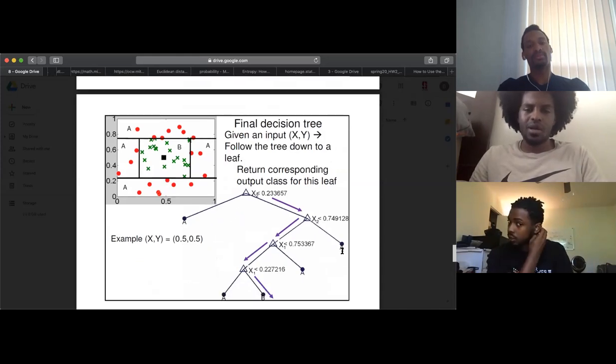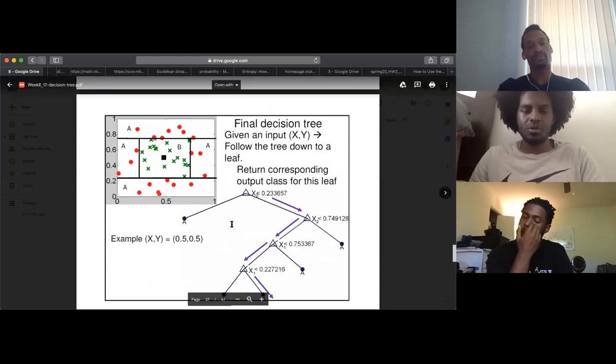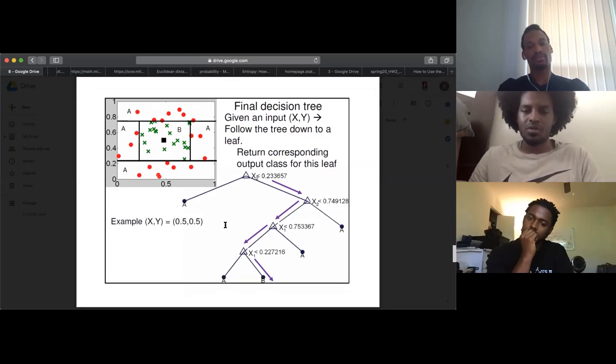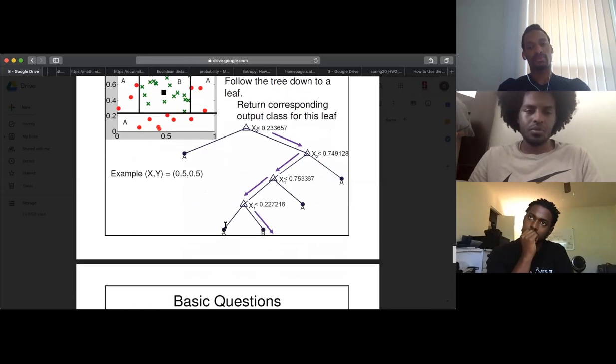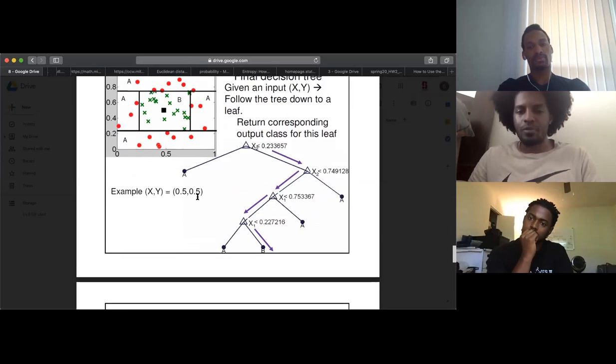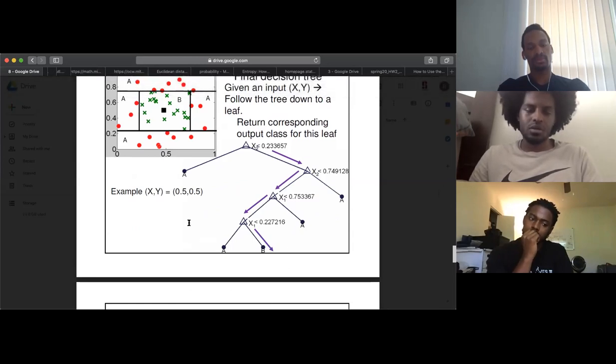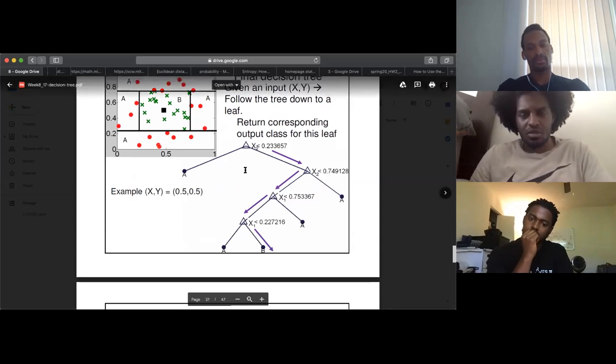Yeah, and so once you have your decision tree, it's pretty trivial. Once you get new data, you just follow the decision tree based on the values of your input data, and then you'll eventually be able to output a classification for that data point. So yeah, they do 0.5 and 0.5, and you could just follow the track until you get to a classification.